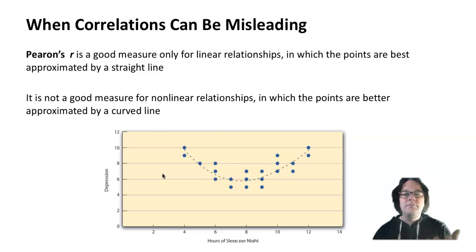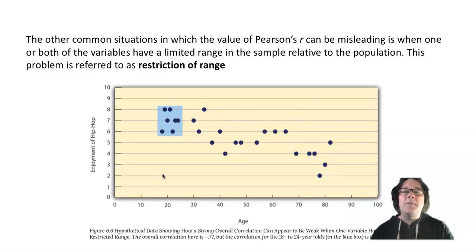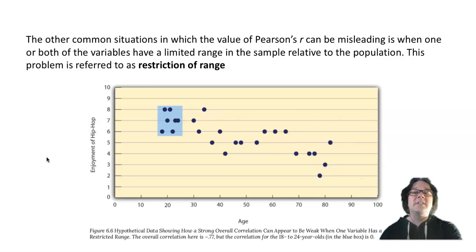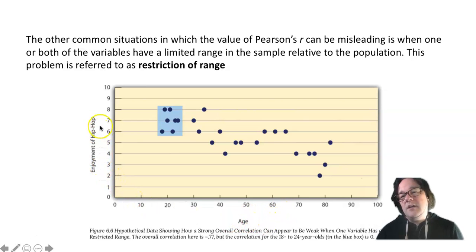So remember, correlation, regression, as we've learned it, we can only use these with linear types of relationships. Another situation that we can run into when using Pearson's R is when one or both of the variables have a limited range. So what does this mean? Well, let's take a look at this data down here, right? So on the X variable we have age, and on the Y variable we have enjoyment of hip hop.